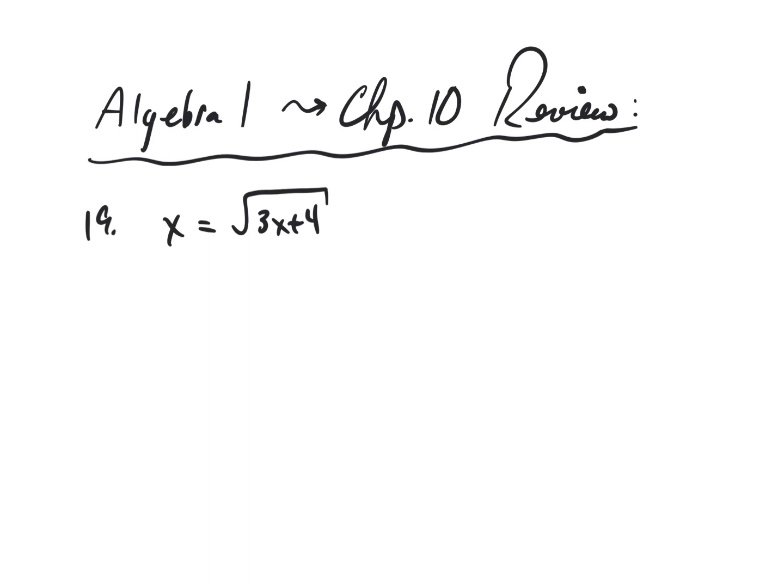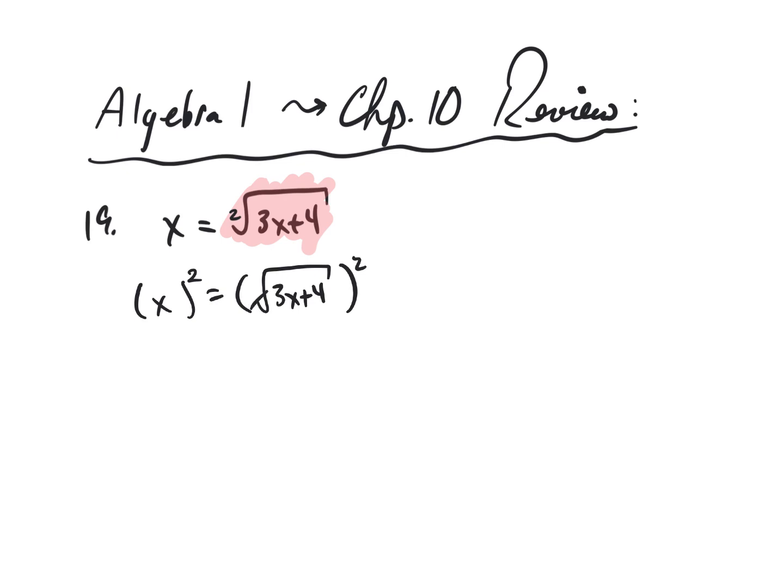Here's number 19. We're supposed to solve this radical equation, x equals the square root of 3x plus 4. Okay, the first thing we always do is we get the radical by itself. And you can notice right off the bat that the radical is already all by itself over on the right side of the equation. So we're just going to leave it there. And then we're going to raise both sides of the equation to a power the same as the index. And since this is a square root, we're going to raise both sides to the second power. So left side and right side to the second power.